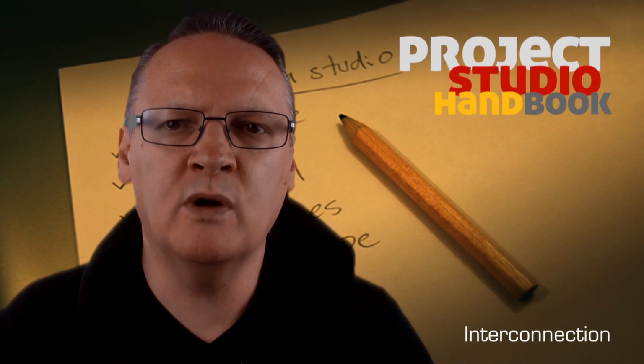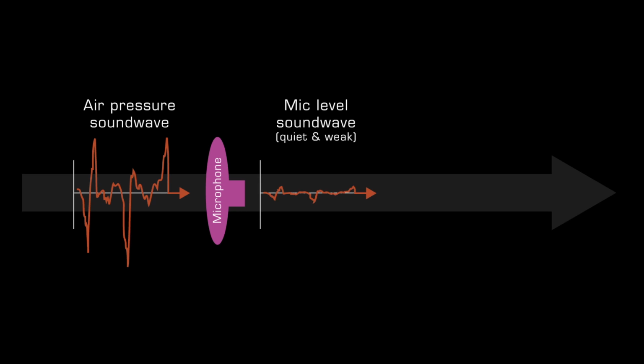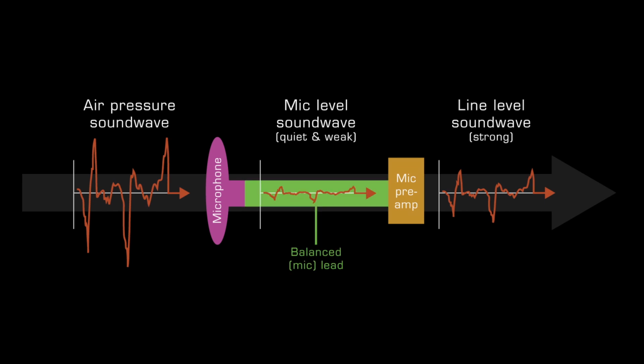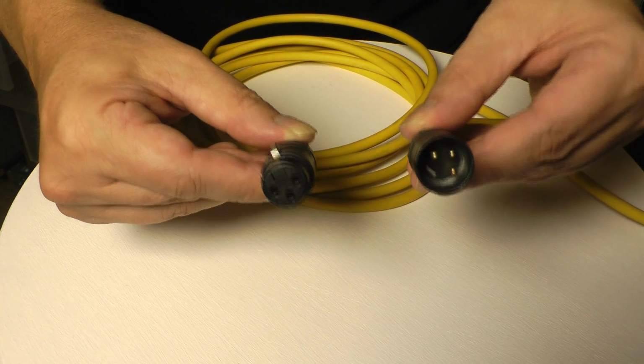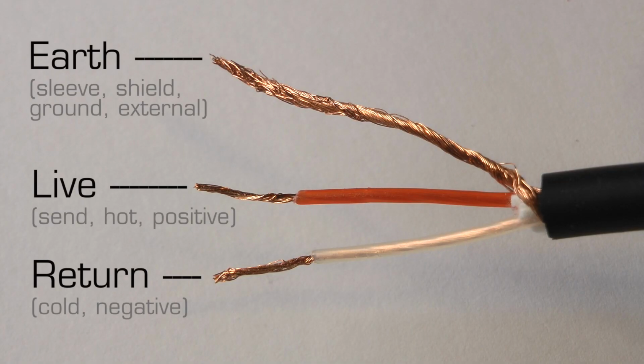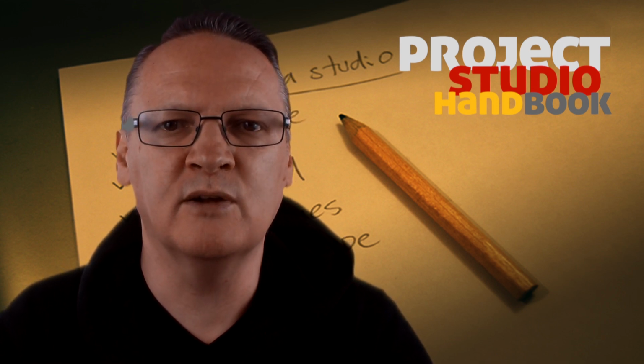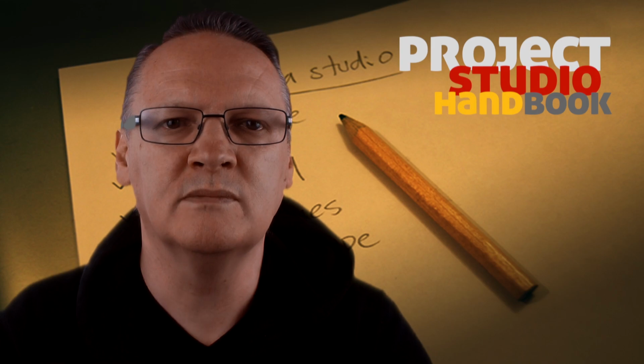Microphones produce very quiet signals that are vulnerable to electromagnetic interference as they travel down a cable to a microphone preamplifier. Therefore, all professional microphones employ a balanced connection arrangement using so-called XLR connectors and balanced three-core cable. Balanced and unbalanced audio signals are covered in detail in a separate video tutorial.